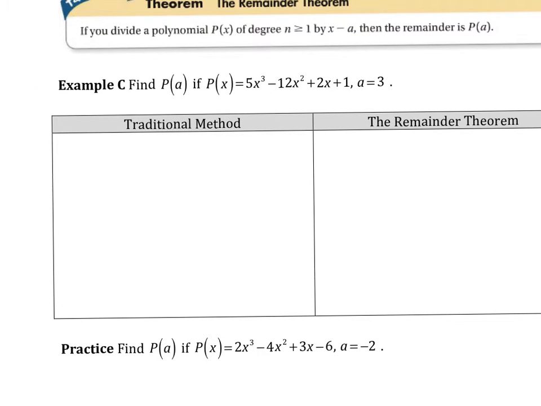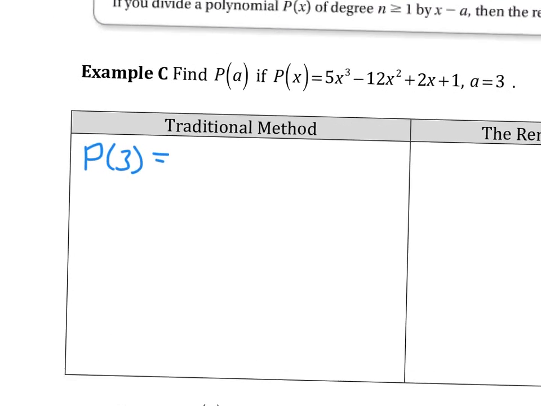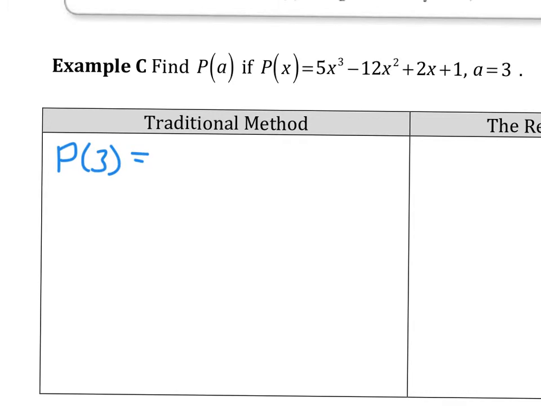So first, here's my function, and I want to evaluate it at 3. So what I'm going to do is just plug in the 3 there, there, and there, and simplify. Okay? So that's going to look like this. P of 3 is equal to 5 times 3 cubed minus 12 times 3 squared plus 2 times 3 plus 1. So here's our old school method. We just take the 3 and substitute it in.